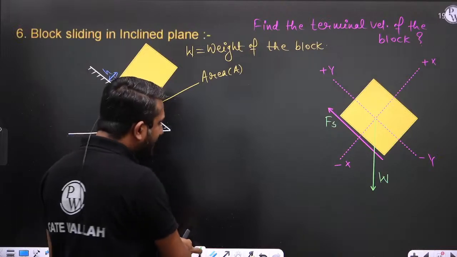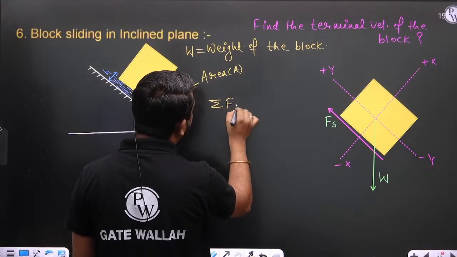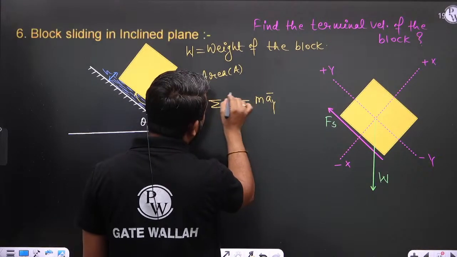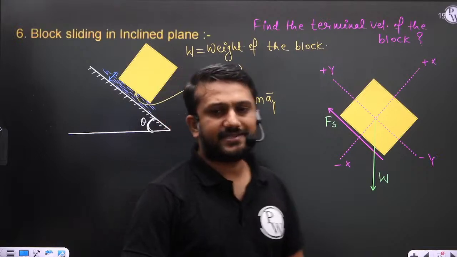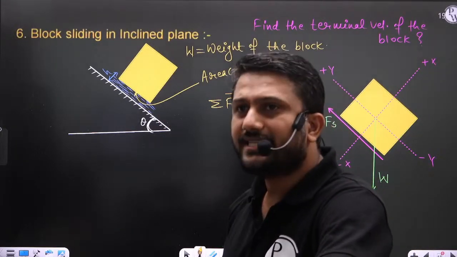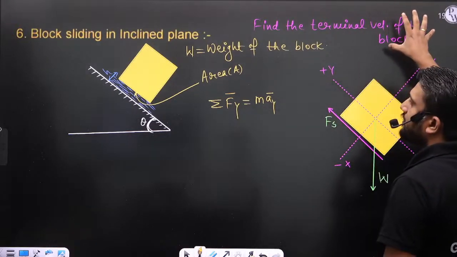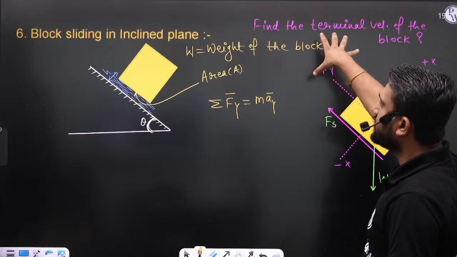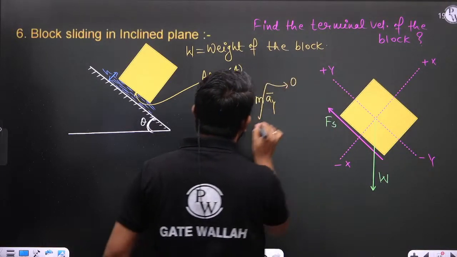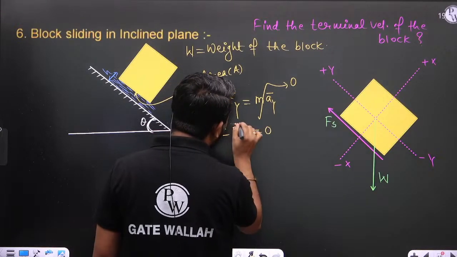Now if you write the equation of motion, simply we can say summation Fy is equal to M into Ay. And what is the Ay? That Ay is 0, because we are talking about the terminal velocity. We are trying to find out the terminal velocity, so the acceleration is 0. So simply we can write the summation Fy equal to 0.